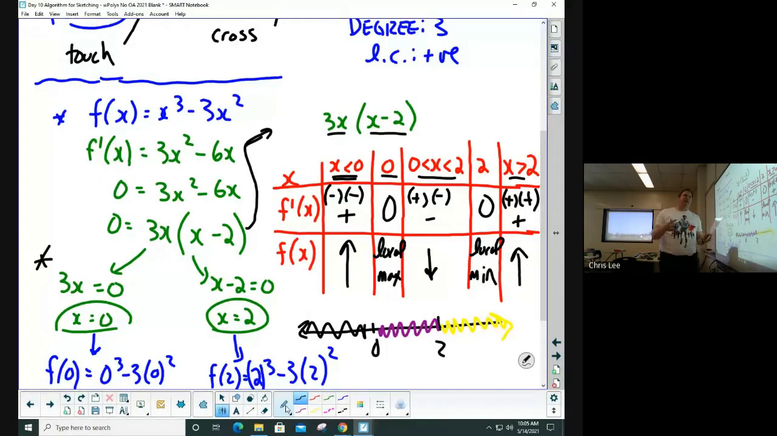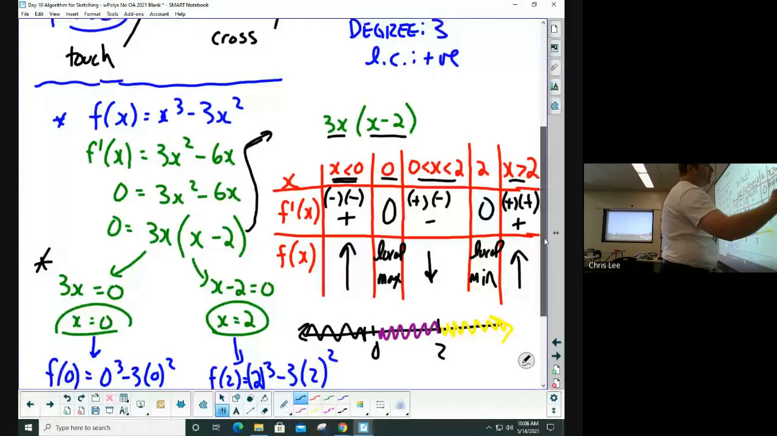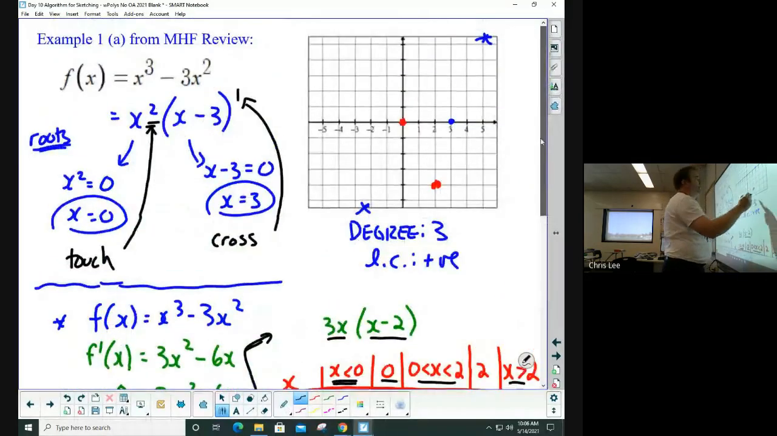So again, we need this as the proof part of our work, but the actual drawing isn't changing. We just now know that this guy is a local max and this guy is a local min. And so we've got everything we need to get a little bit more accurate picture. And now we're going to draw it.